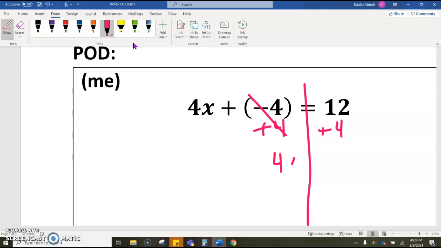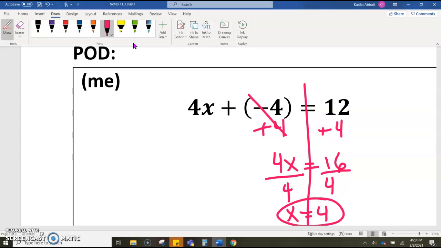We are then left with 4x equals 12 plus 4, which is 16. We're going to divide by 4 because 4x is 4 times x, and we're going to divide by 4. We're left with x equals 4.